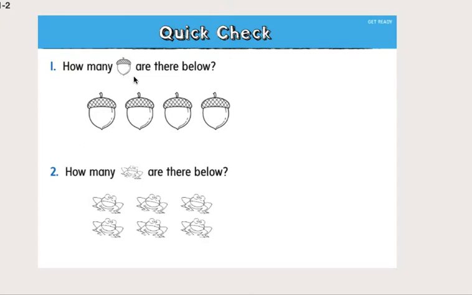How many acorns are there below? 1, 2, 3, 4. How many frogs are there below? 1, 2, 3, 4, 5, 6.